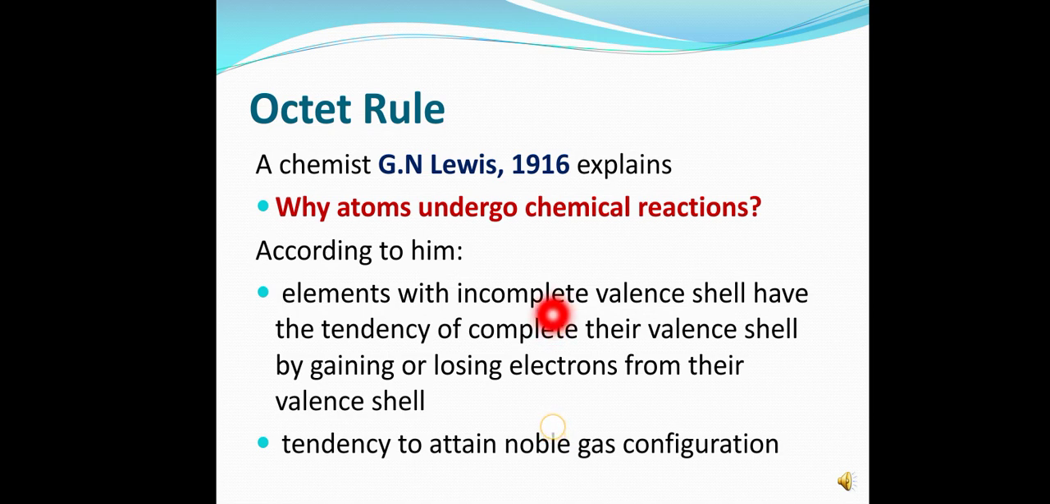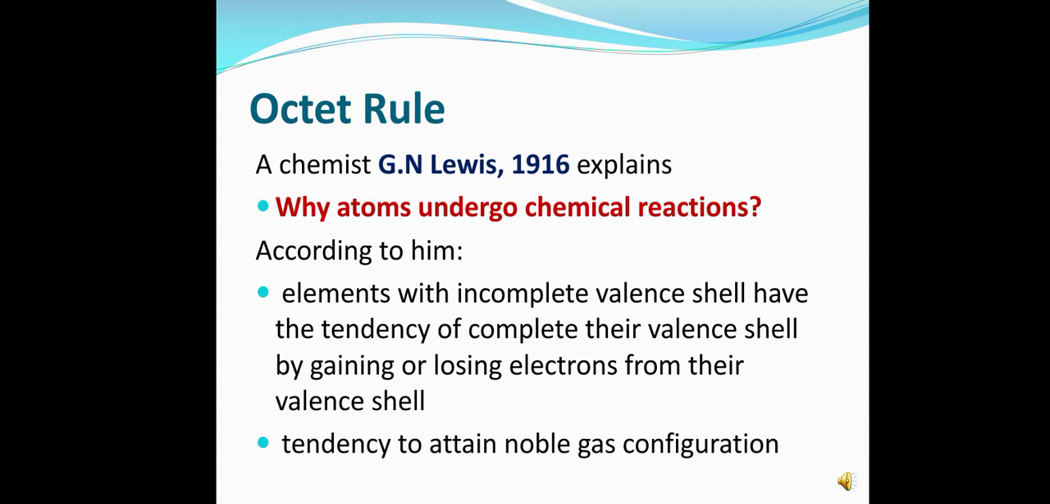And how do they complete their electronic configuration? They just gain or lose electrons. I think this example has been discussed many times, like NaCl. Sodium, present in group 1A, has 1 electron, and chlorine, present in group 7A, has 7 electrons. We have discussed this. It is very easy for sodium to lose its 1 electron from its outermost shell rather than getting 7 from chlorine. Similarly, for chlorine, it is easier to get 1 electron rather than losing 7.